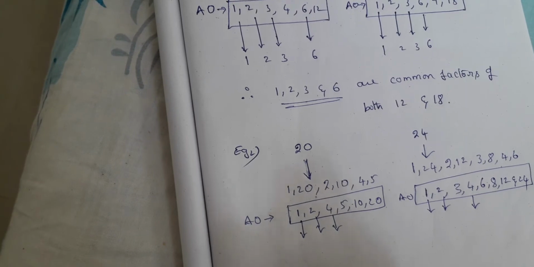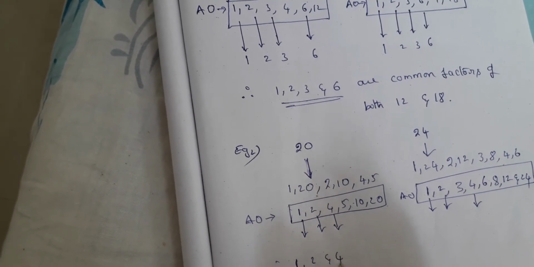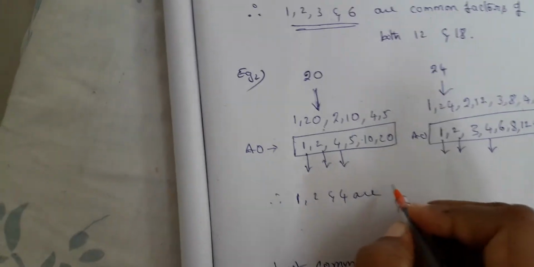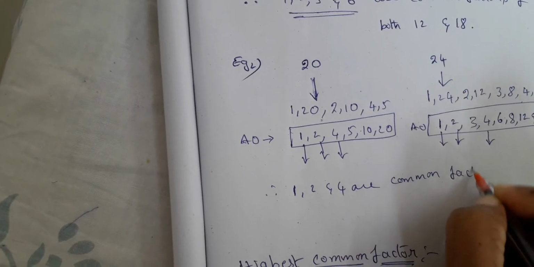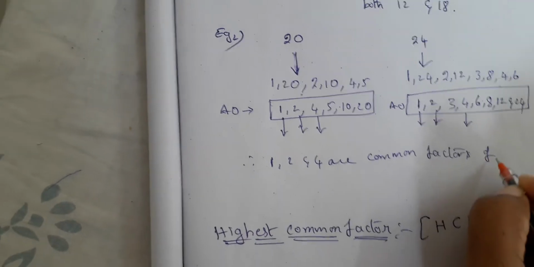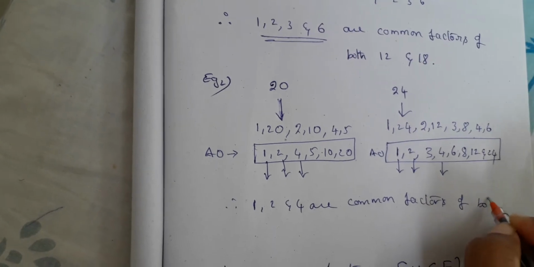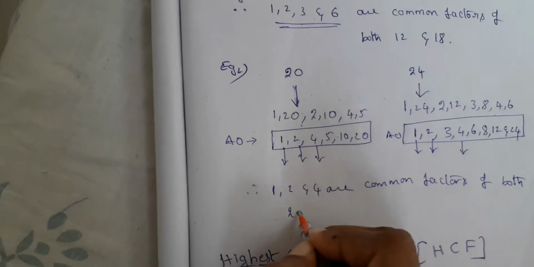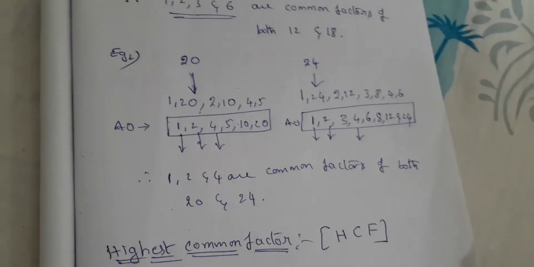So therefore 1, 2 and 4 are common factors of which ones? Common factors of both 20 and 24. So this is how we have to conclude.